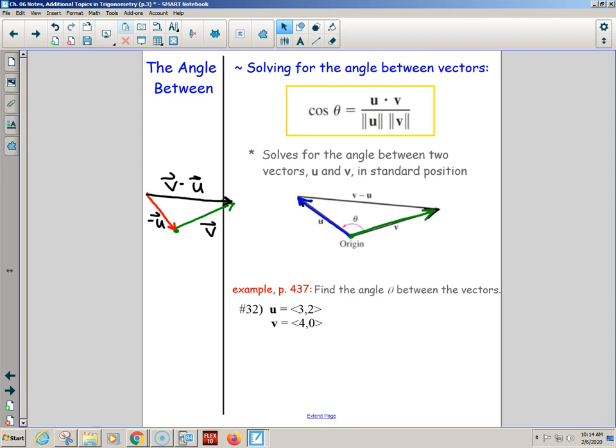V minus U is just connecting head to head, and it makes it a lot easier than actually having to show why it's head to head.